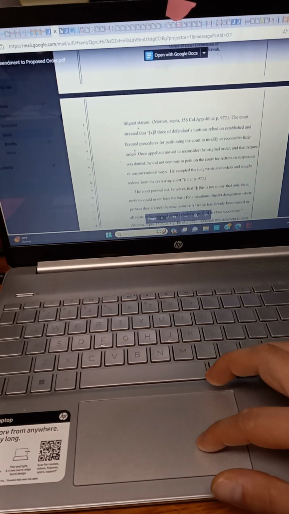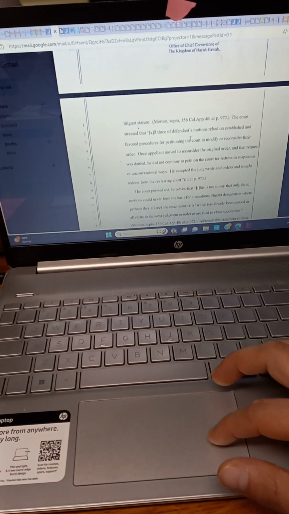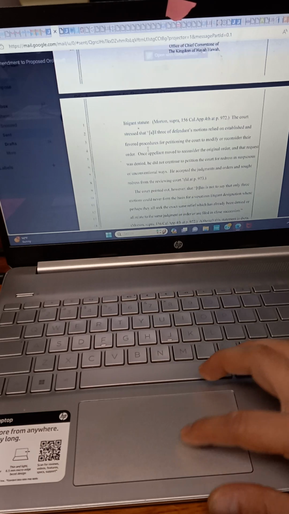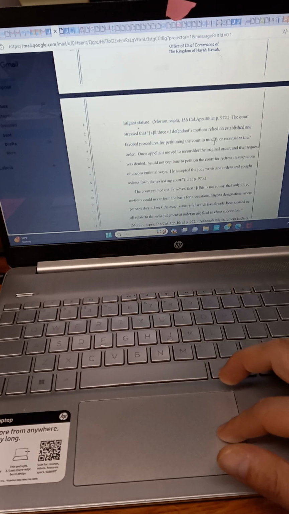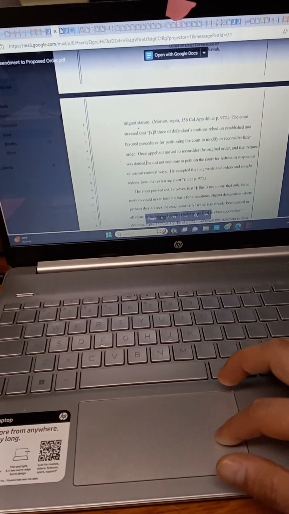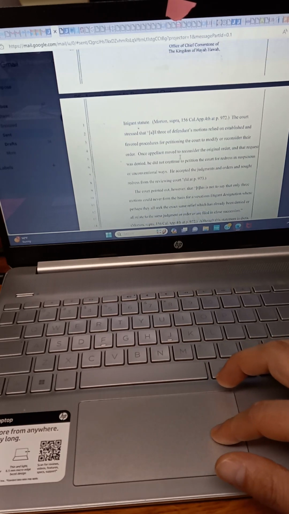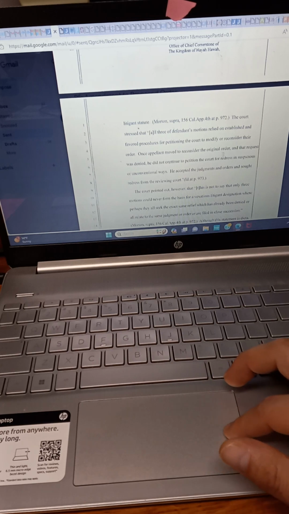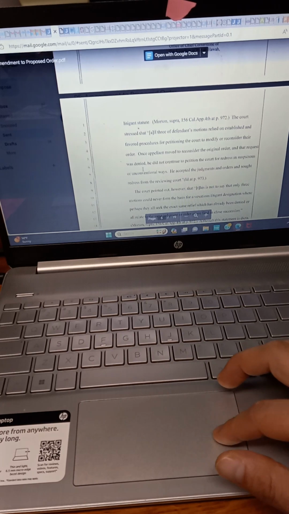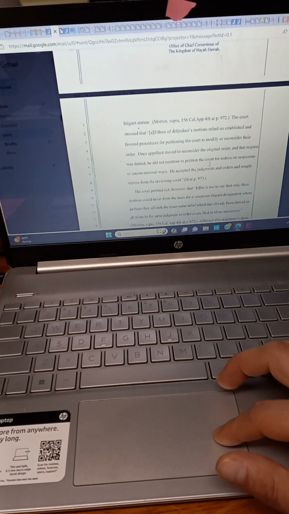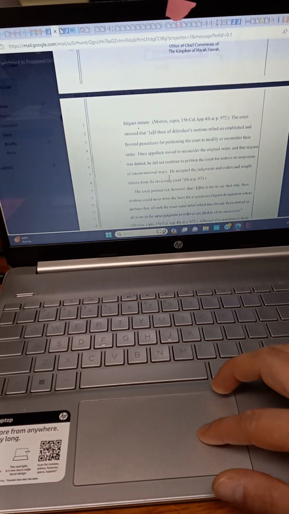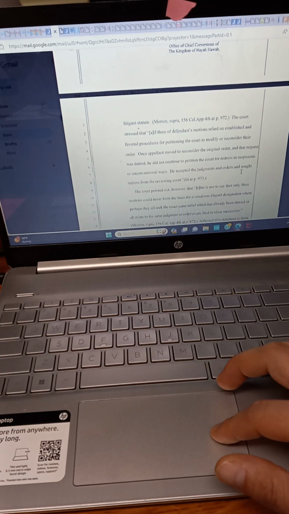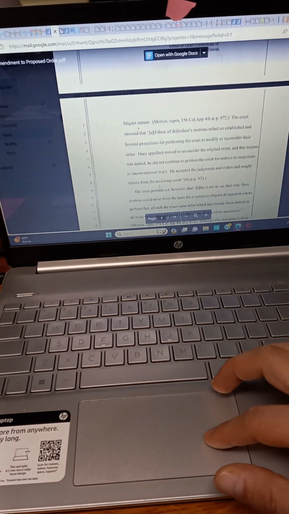The court stressed that all three of defendants' motions relied on established and favored procedures for petitioning the court to modify or reconsider their order. Once appellant moved to reconsider the original order and the request was denied, he did not continue to petition the court for redress in suspicious or unconventional ways. He accepted the judgment and orders and sought redress from the reviewing court.